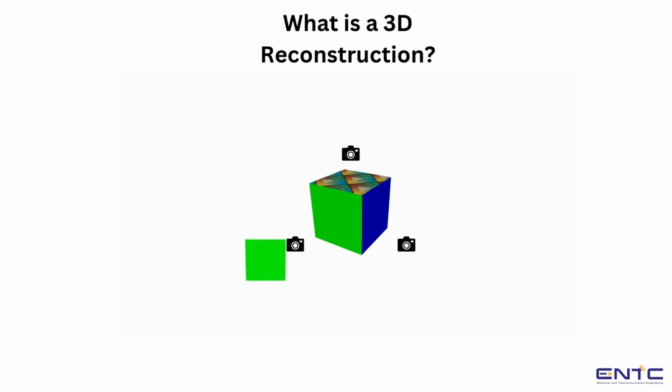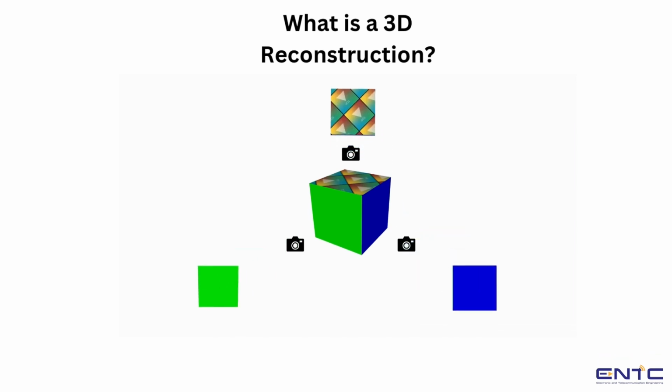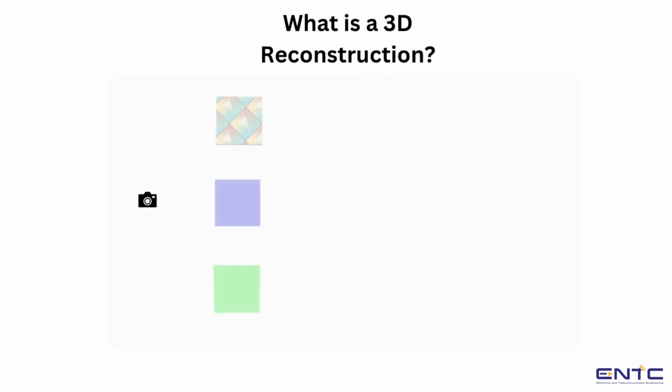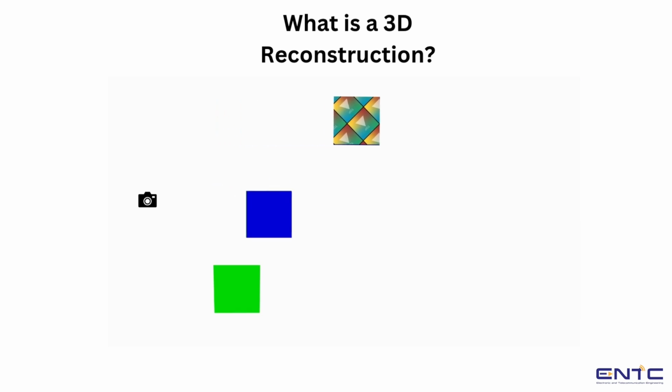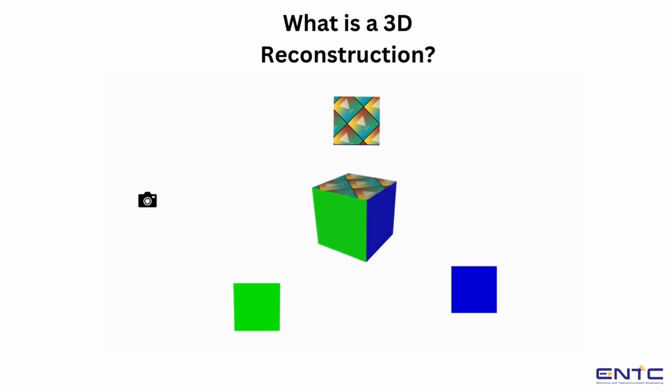Basically, it's like the reverse process of photography, where in photography, we capture a 3D scene and it reduces to 2D. Whereas in 3D reconstruction, we use those multiple 2D images to reconstruct the lost depth and geometry of the real world to bring it back to 3D.